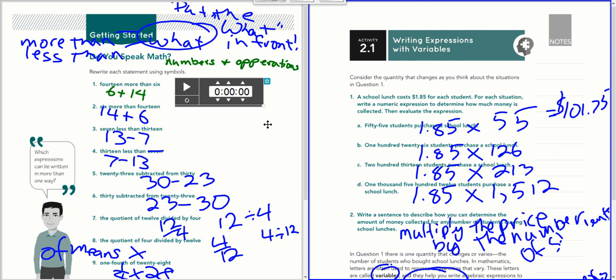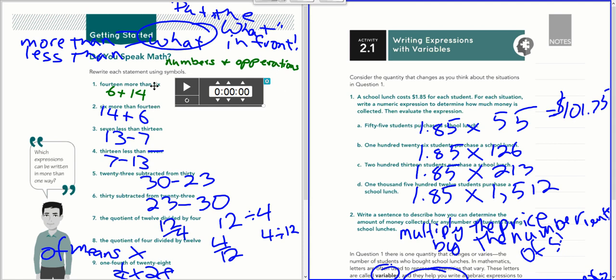All right, this video is on algebraic expressions. Today, we're basically going to talk about writing algebraic expressions. So to start with, we're looking at translating word expressions or numeric expressions from word form to number form, basically. It says to rewrite each statement using symbols. Well, by symbols, I mean numbers and operation symbols.